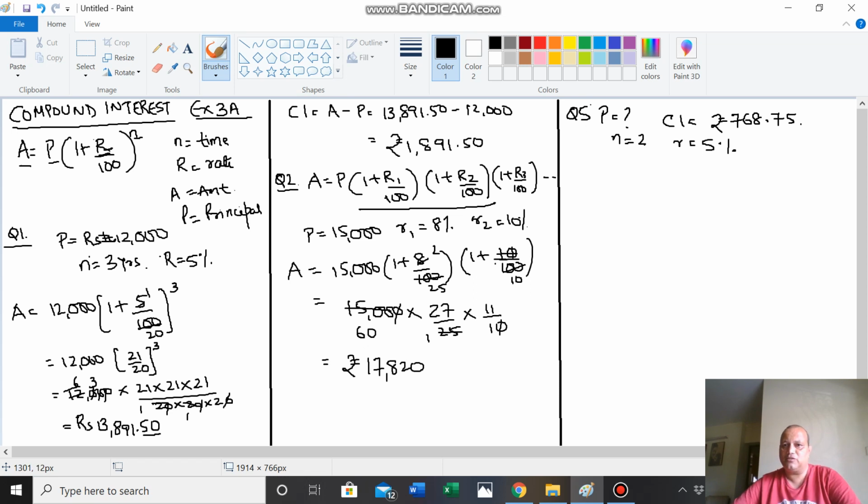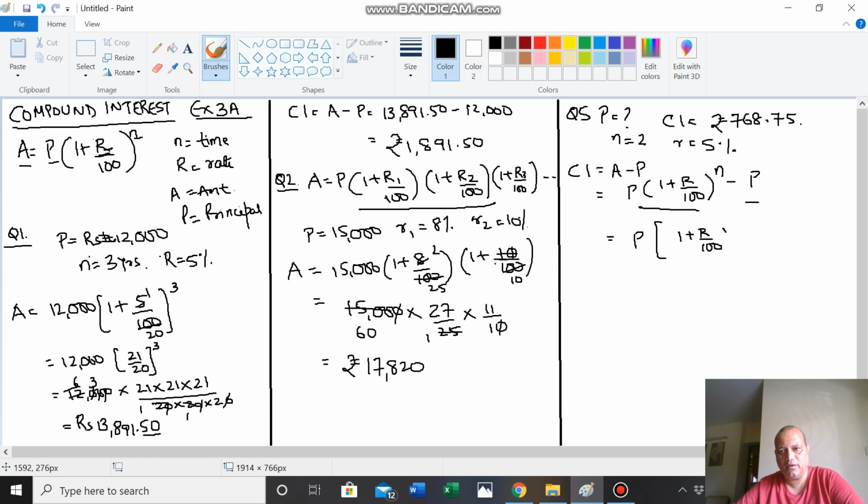Now, before we start, let's look at another formula. We know CI is equal to amount minus principal. So amount for this formula is P times (1 plus R upon 100) raised to the power N, minus P. Anything common between these two elements? Yes, P is common. So if I take P common, what remains is (1 plus R upon 100) raised to the power N, minus 1. Why 1? Because I have taken P common. This is what we learned in factorization. So for this question we'll need to use this formula.